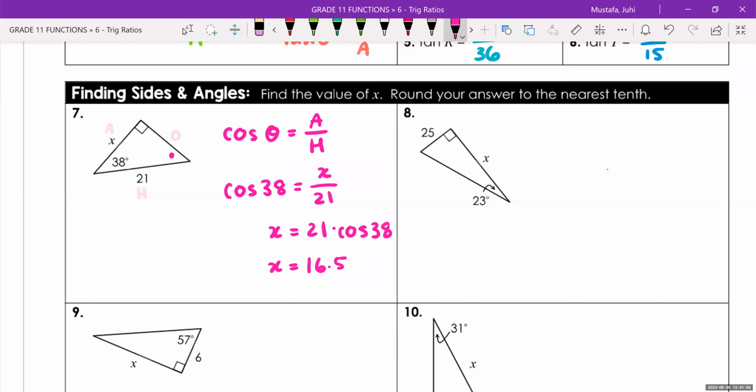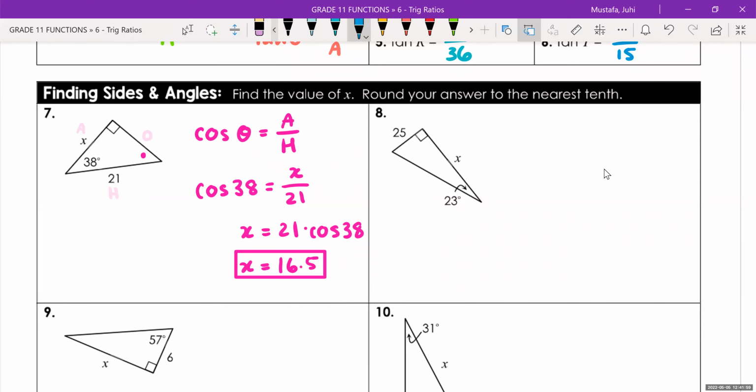And then sometimes your question might have units, like side lengths can have centimeters and meters and stuff like that. If it doesn't, you could just leave it as is. Did you guys get 16.5? Okay. Oh, check your calculator. Maybe it's not in degree mode.